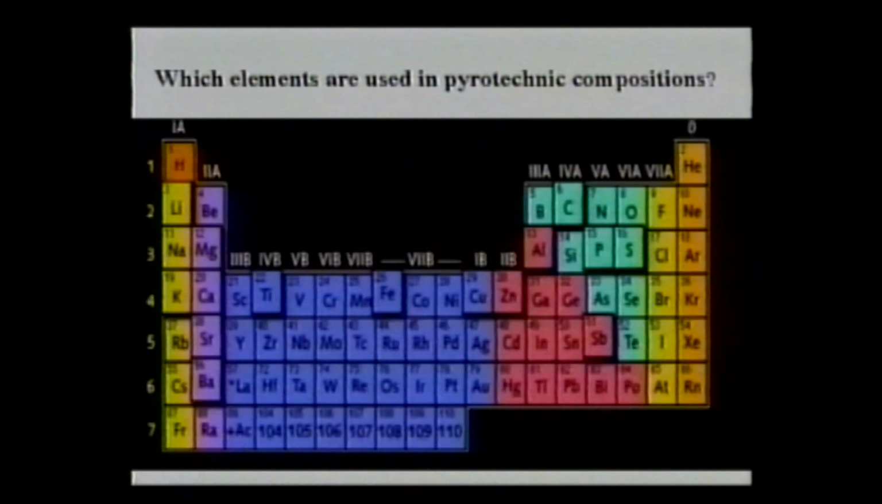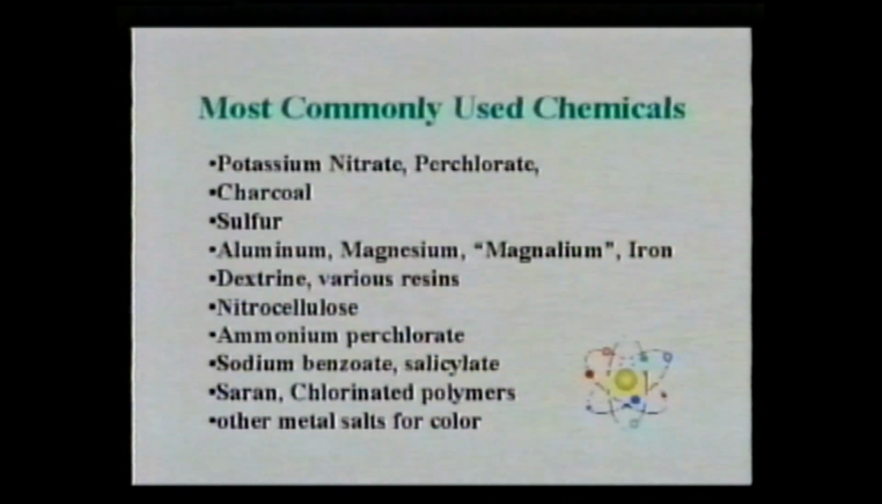The elements most commonly used in pyrotechnic compositions are shown in this periodic table as the highlighted boxes. This slide is actually a reproduction of an internet site from the PBS series Nova, and in it you could actually point to any of these elements and it would bring up a new screen showing you what the use of that particular element might be. It's an excellent site, and in fact all of the PBS sites are very good.